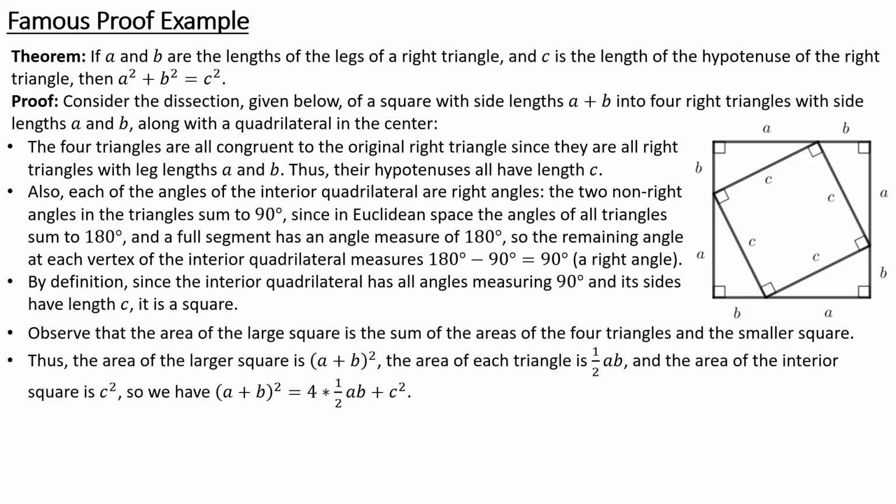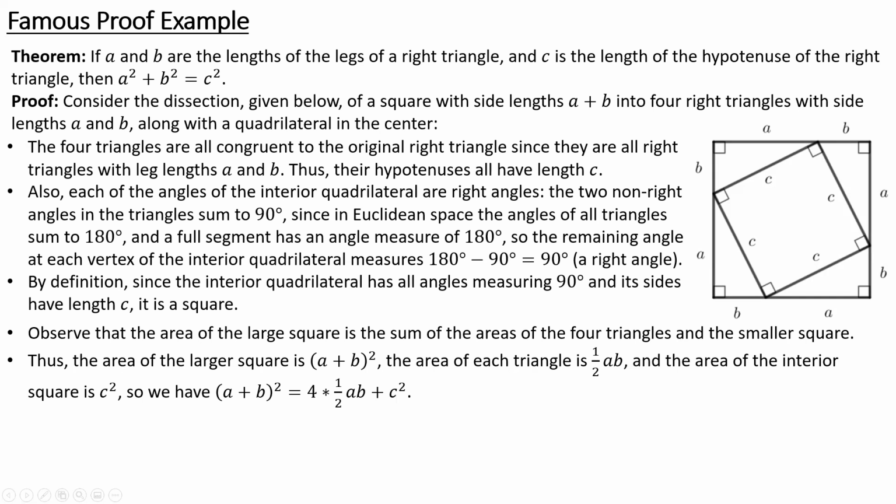Thus, the area of the larger square is (a plus b) squared, one side times the other side. The area of each triangle is 1/2 of a times b, right? So 1/2 a times b. And the area of the interior square is just c squared, length and width, however you want to think of it. So with that, we have the quantity (a plus b) squared is equal to 4 times 1/2 of a times b, plus c squared, since there are 4 triangles.